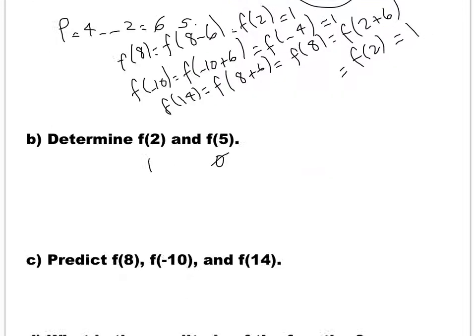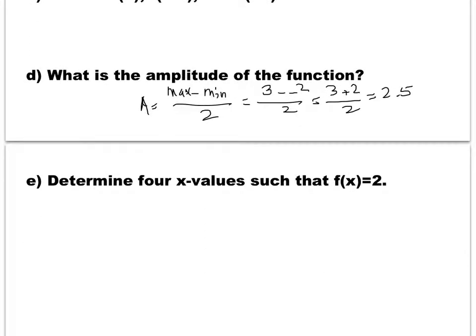So if I add or subtract multiples of the period to 0, I'm going to get f of x equal to 2. So 0 plus 6 gives me 6. 6 plus 6 gives me 12. 0 minus 6 gives me negative 6, negative 12, negative 18, and so forth. So these are all the values that give you f of x equal to 2.